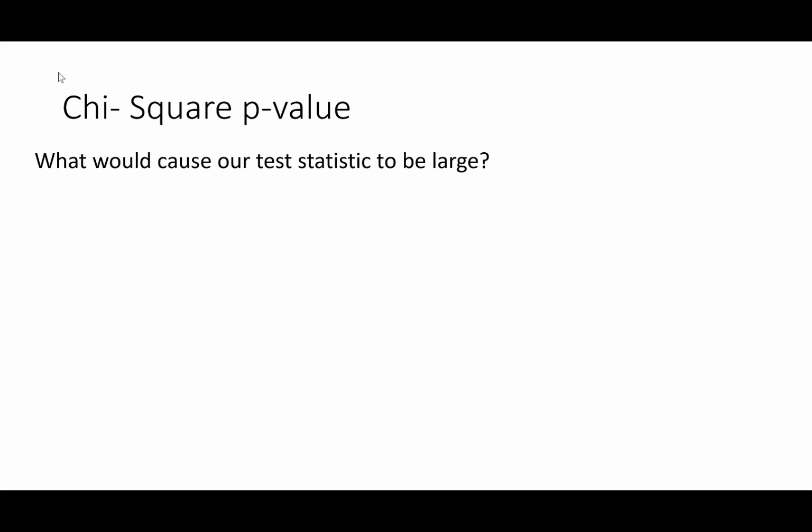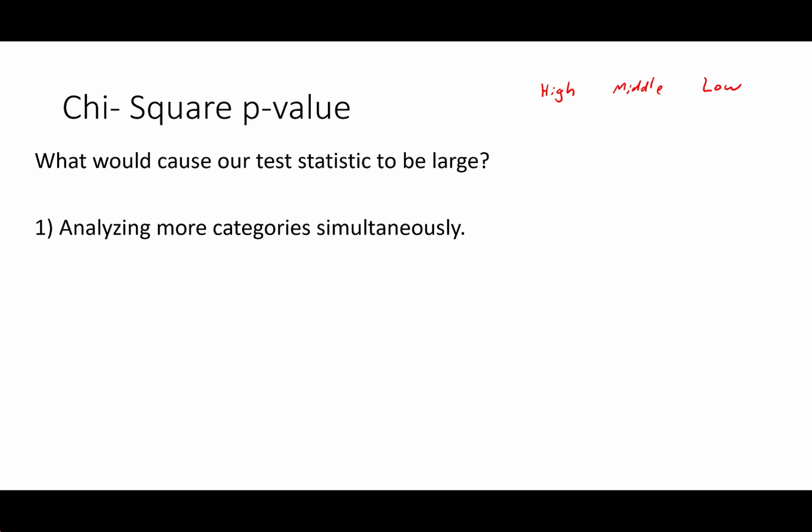What we need to think about is what would cause our chi-square test statistic to get large. Well, one of them is analyzing more categories simultaneously. Right? We saw in our previous example, we were looking at high, middle, and low income families. Essentially what happened is we each had a quantity Q1 plus Q2 plus Q3, and these just represent values. Well, what if we added other groups, like very high income and very low? I'll just write V low. Well, then we would be adding more quantities.